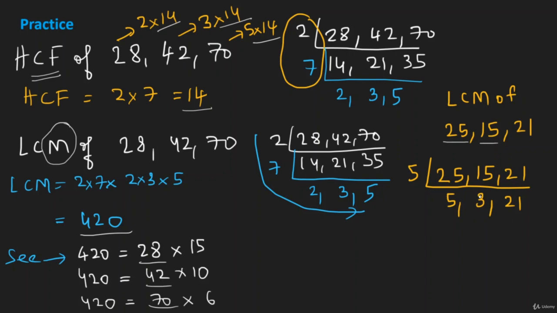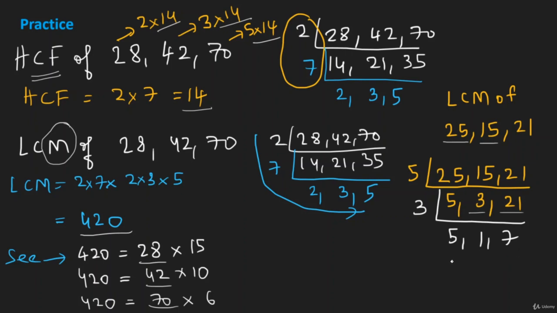Now among 5, 3 and 21, is there any common factor that I can take out? No, there is no common factor for all the three, but among 3 and 21 I can see that I can take out 3, right? So let me take out 3, and 5 cannot be divided perfectly by 3, so I write 5 as 5 itself. 3 divided by 3 is 1 and 21 divided by 3 is 7. Now there is no more common factor even among two of these three numbers that I can take out.